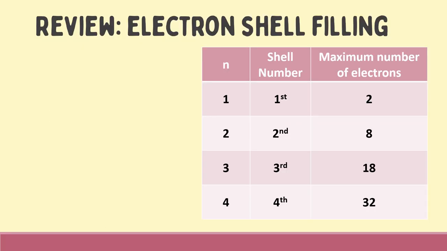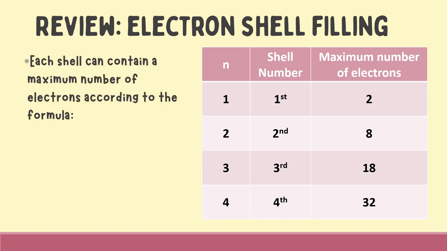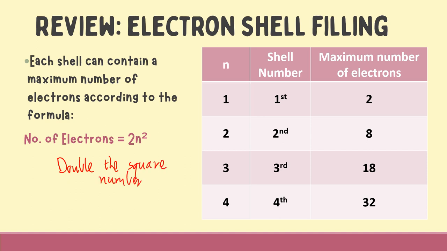So let's review electron shell filling when we first learnt electron configurations. Remember, each electron shell can only contain a maximum number of electrons, and there's a simple math formula to remember that. An easy way to remember that formula is that we're doubling the square numbers. So the first shell can contain double 1 squared. 1 squared is 1, double it and you get 2. Sorry, 4 is the next square number, so the second shell can hold double that, which is 8. The third shell can hold double the next square number, which is 9. And the fourth shell can hold double 16. So remember the square numbers and you double it, and that's the easy way to remember the maximum number of electrons per shell.